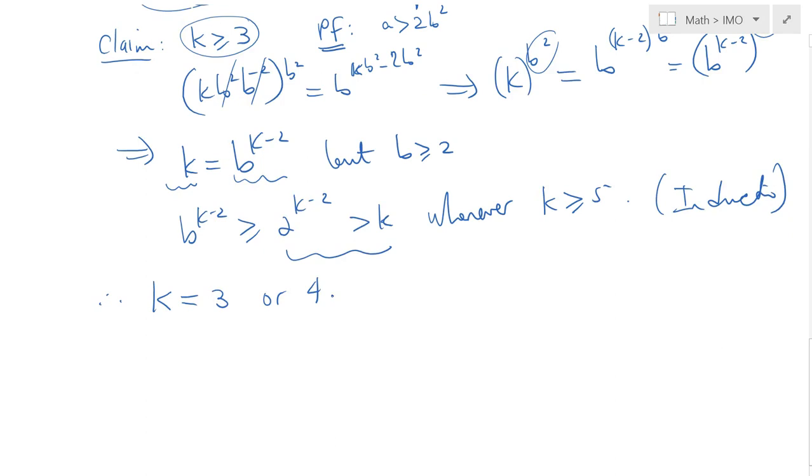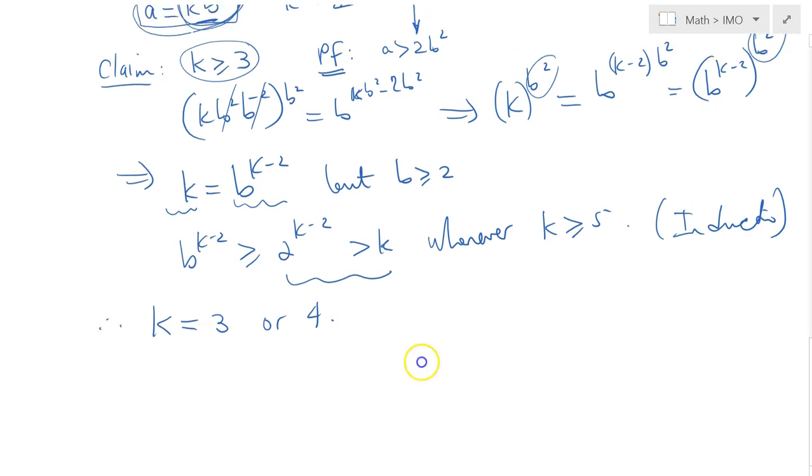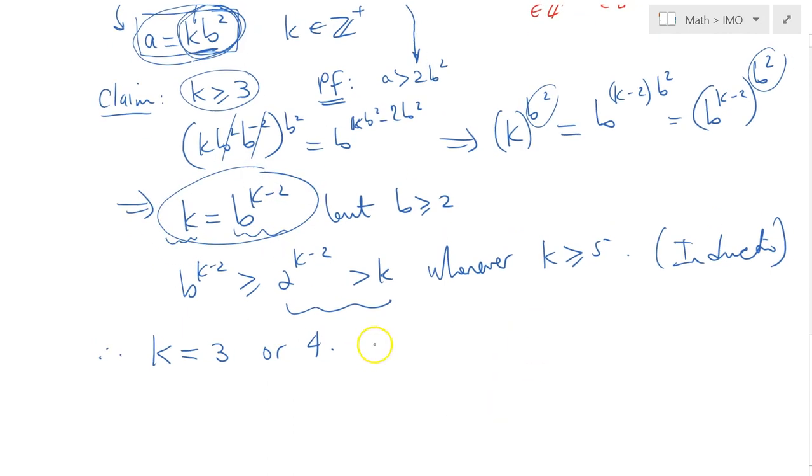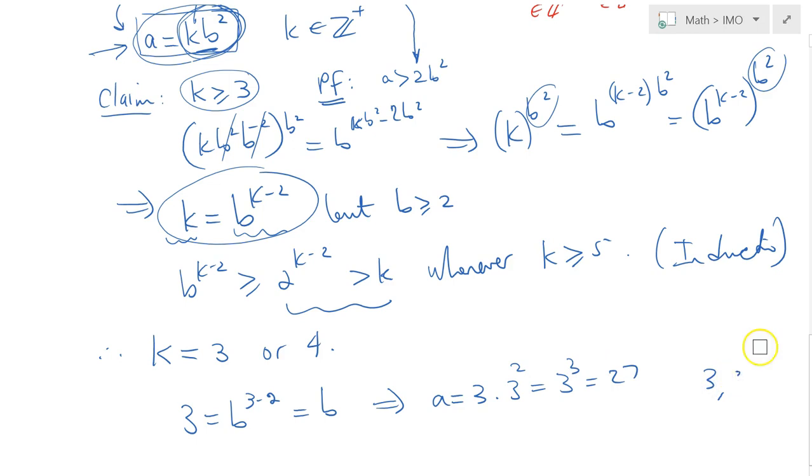Now, for these two values of k, let's see what pairs of a and b we can find. If I plug k equals 3 into this expression here, we would first get that 3 equals b to the power 3 minus 2, which is simply b. So b comes out as 3, and then going back into this expression, it would imply that a, which is equal to 3 times b squared, but b itself is 3, so 3 times 3 squared gives us 3 cubed, which is 27. So therefore 27 and 3 works. 27, 3 is a solution.